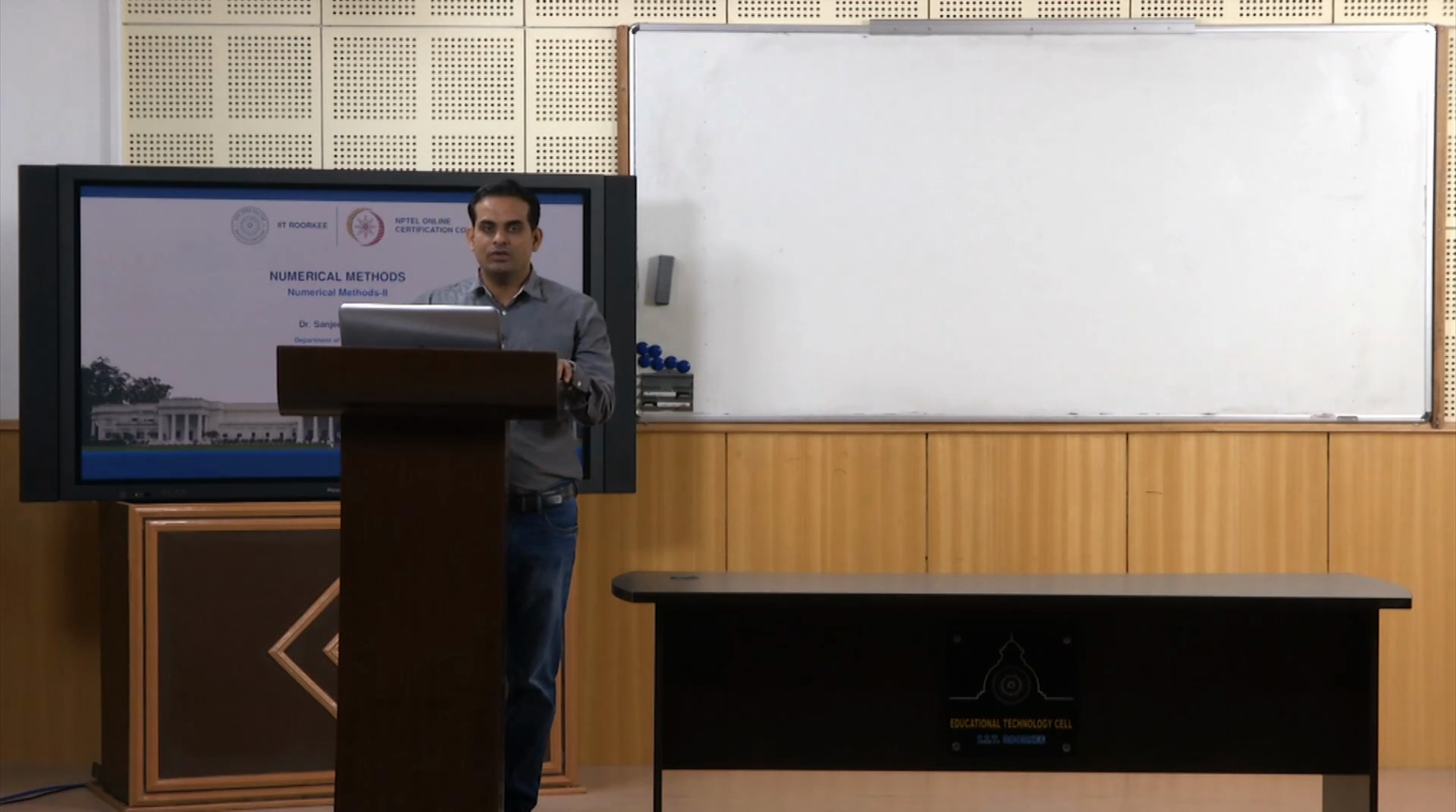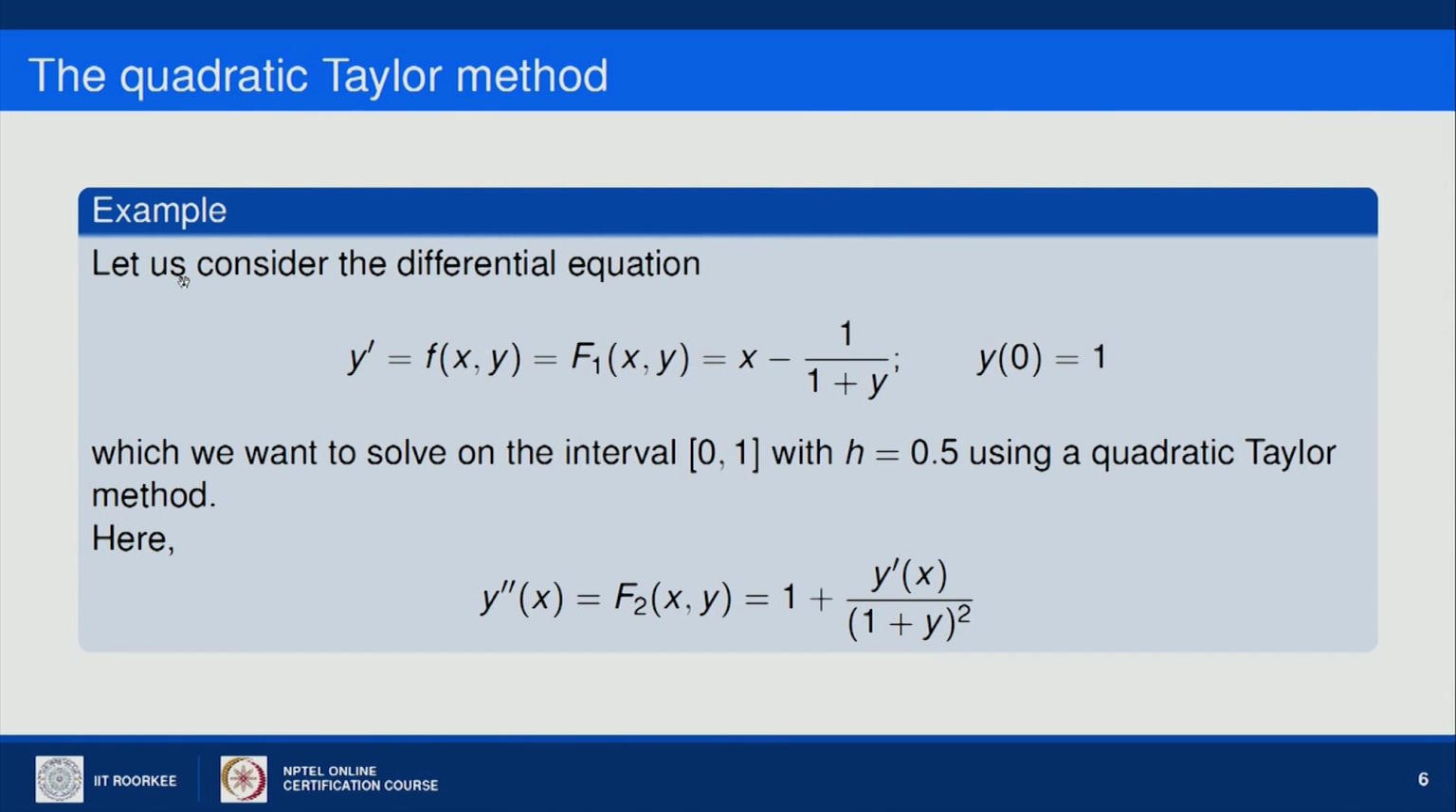Now, how to use the quadratic Taylor method? For that again we will consider an example of an initial value problem that is given as y prime equals small f of xy, that is also my capital F1 of xy, and it is given as x minus 1 over 1 plus y, and the initial condition is y at x equals 0 equals 1. We want to solve this particular initial value problem on the interval 0 to 1 with step size h equals 0.5 using the quadratic Taylor method.